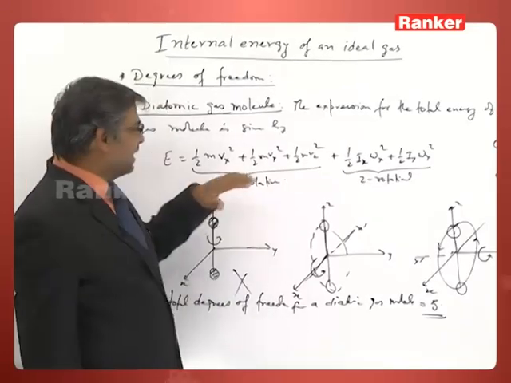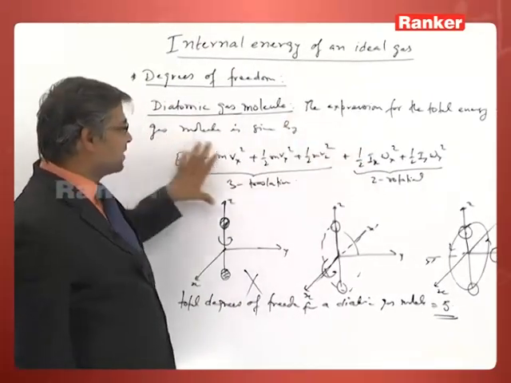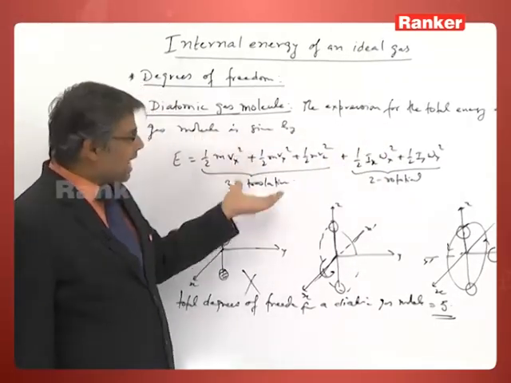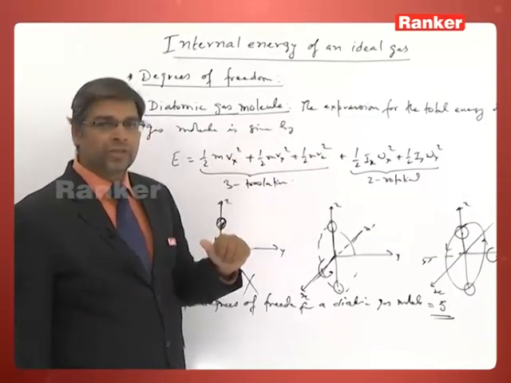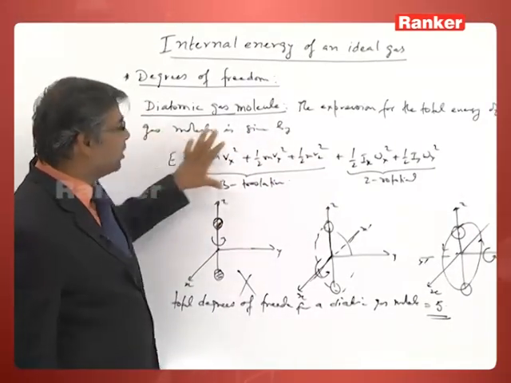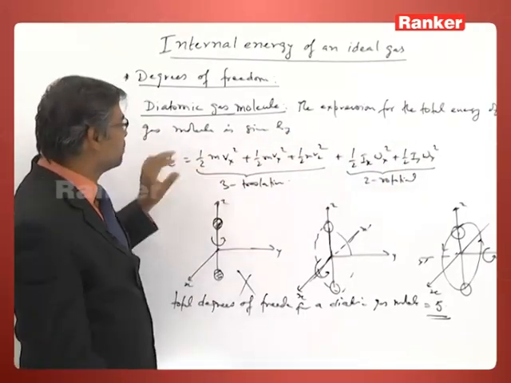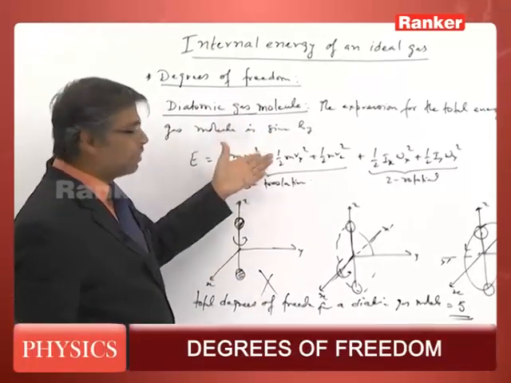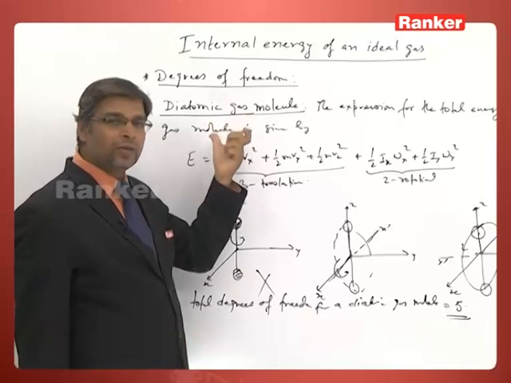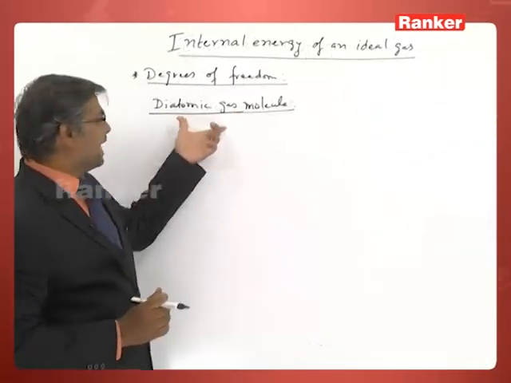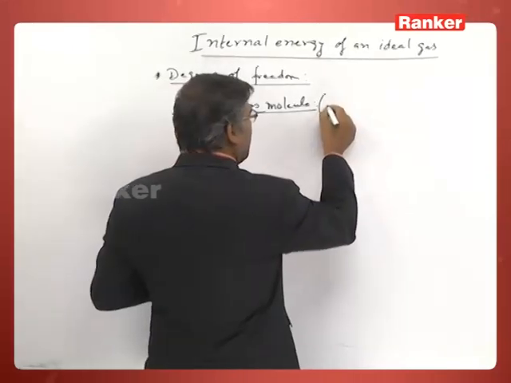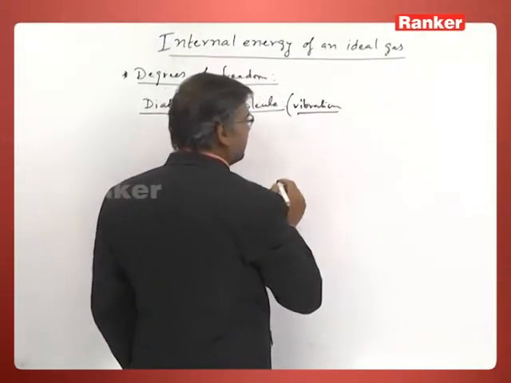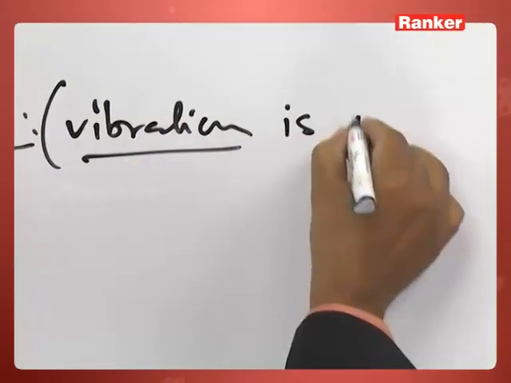Here it is assumed that this gas molecule does not have vibration. At higher temperatures, vibration also has to be accounted for, but at lower temperature vibration is not taken. So, this is an important point: this is the diatomic gas molecule without vibration, which means this will happen only at low temperatures. So, now the diatomic gas molecule, vibration type. Vibration is included.